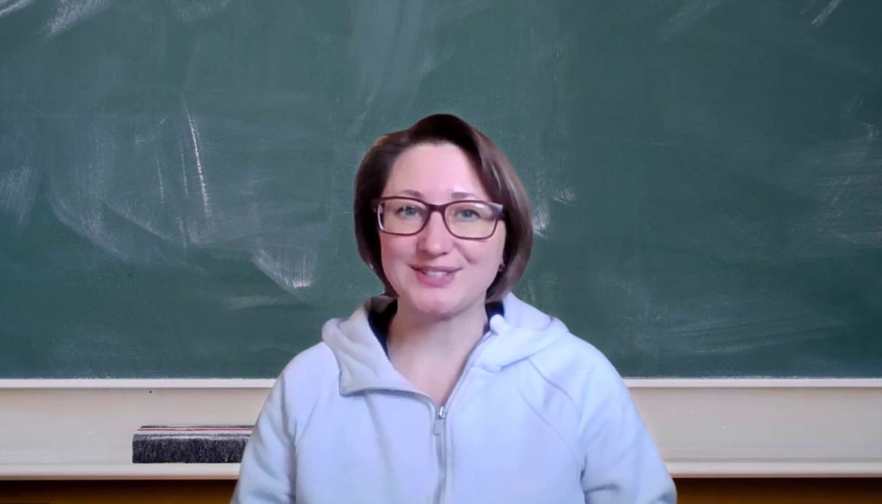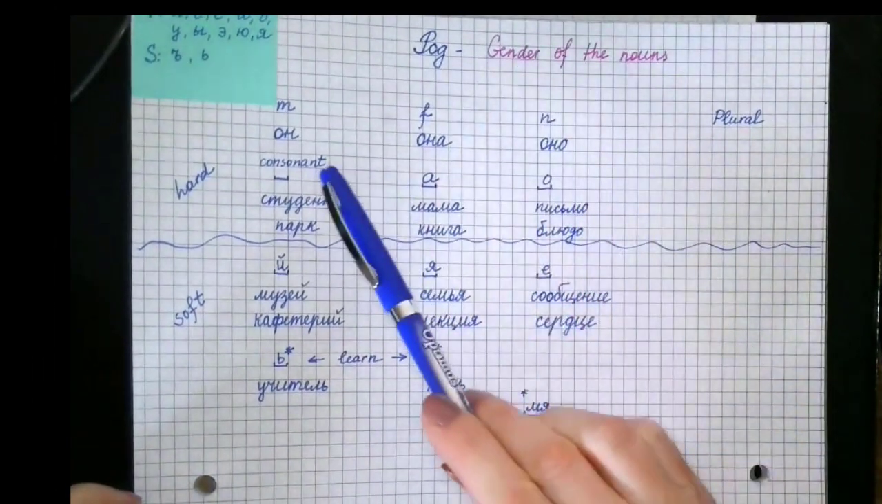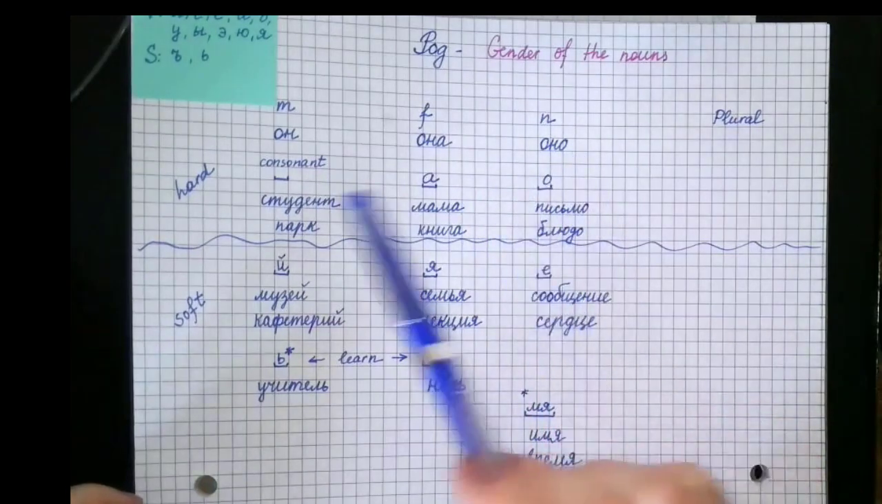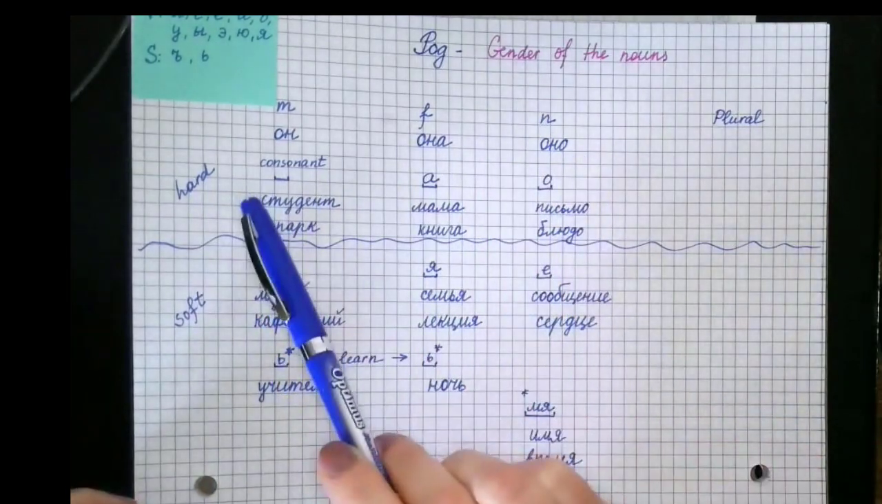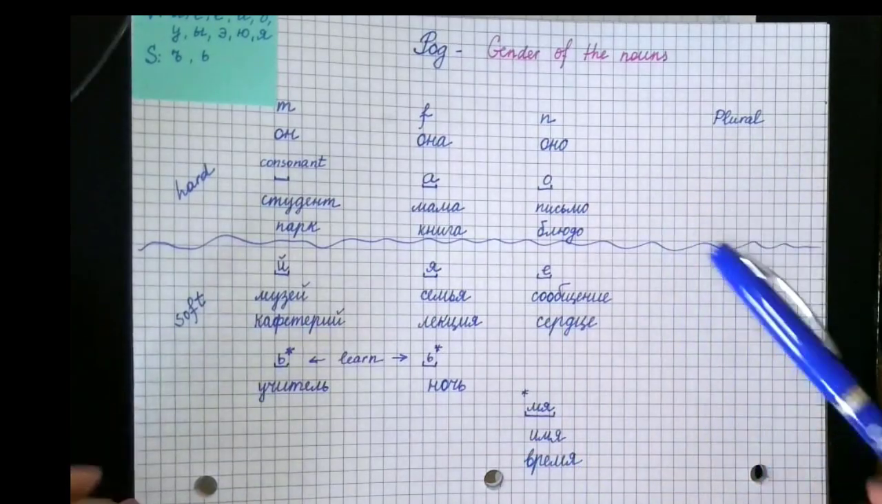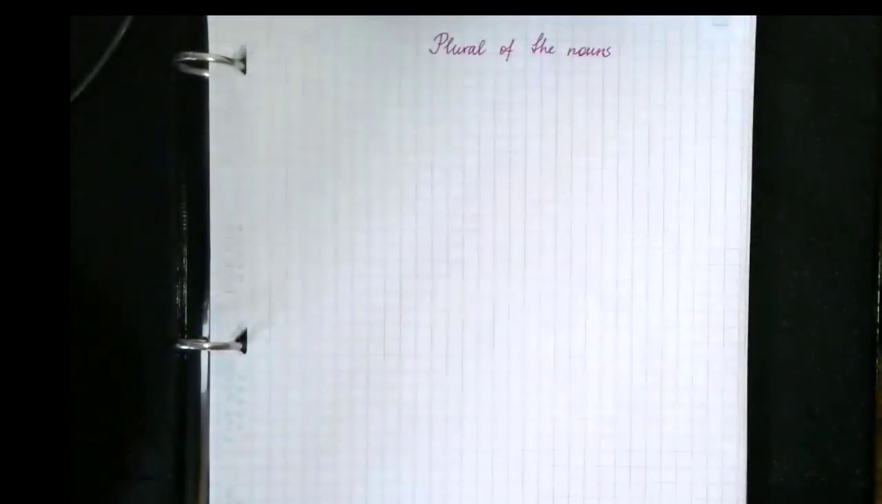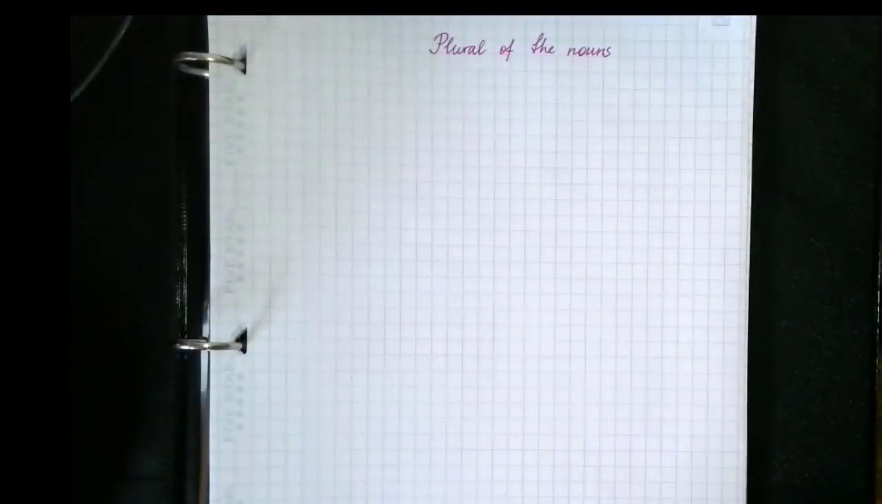Okay, let's start. So last time we looked at the gender of the nouns and we looked at masculine, feminine, neutral, and we looked at the hard endings and soft endings. And we left plural blank because I said I'm going to look at it in the next video. Okay, so today we're going to look at the plural of the nouns.